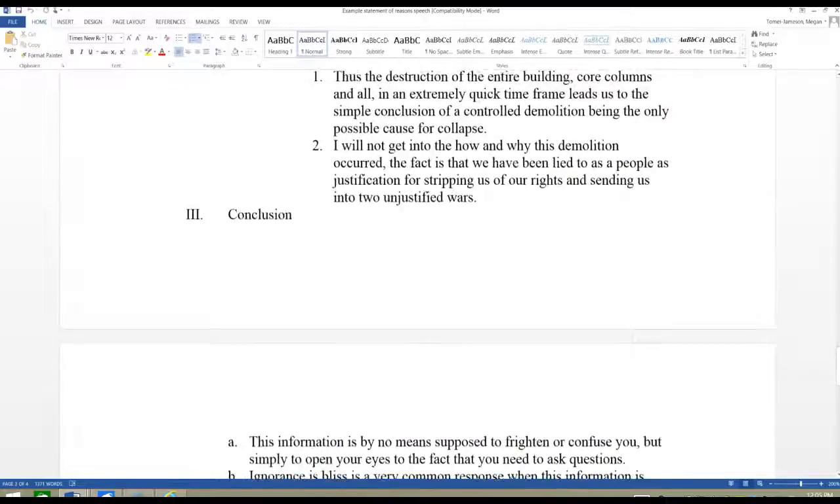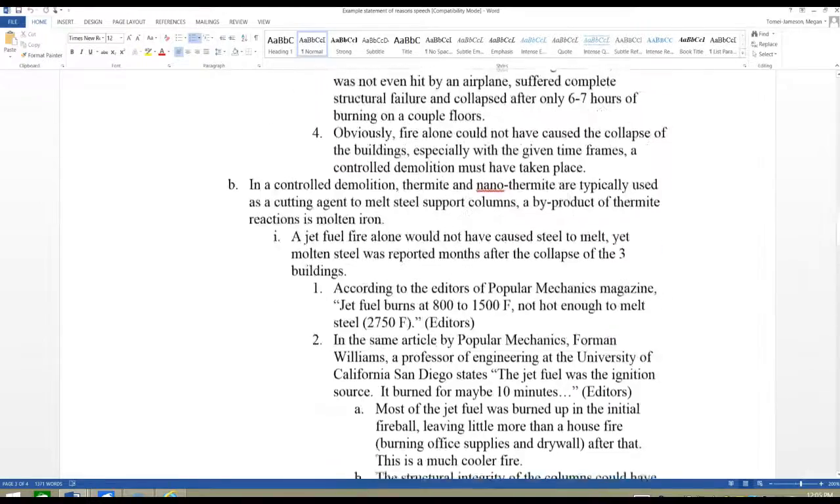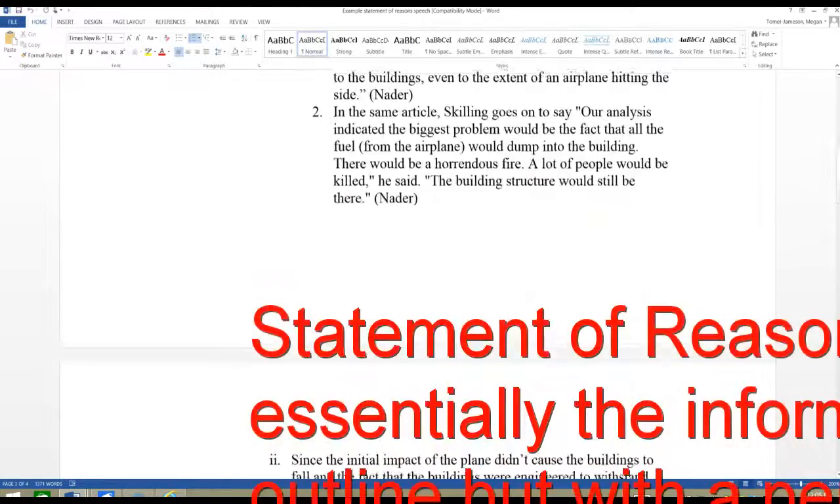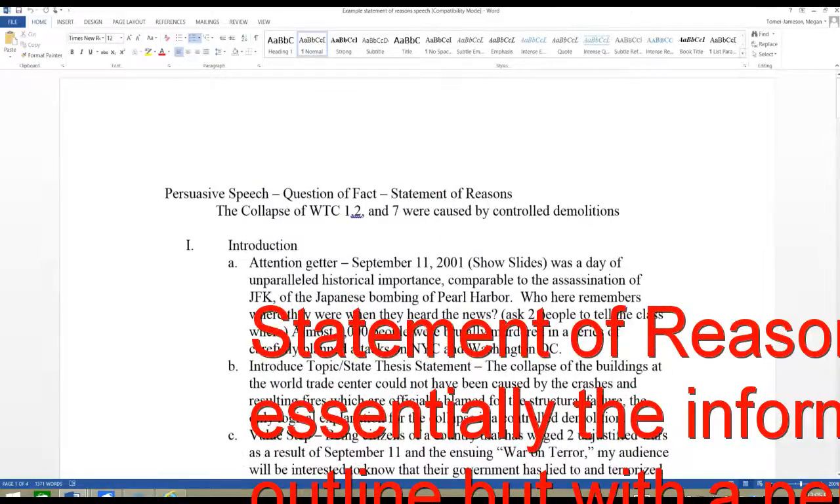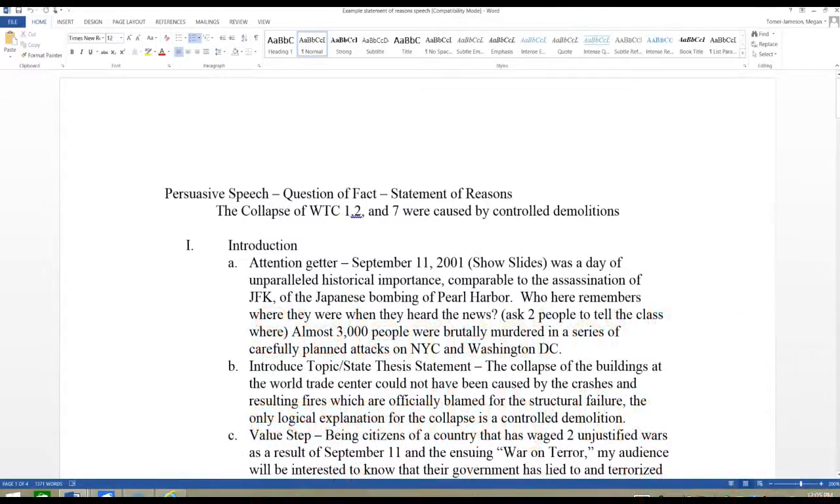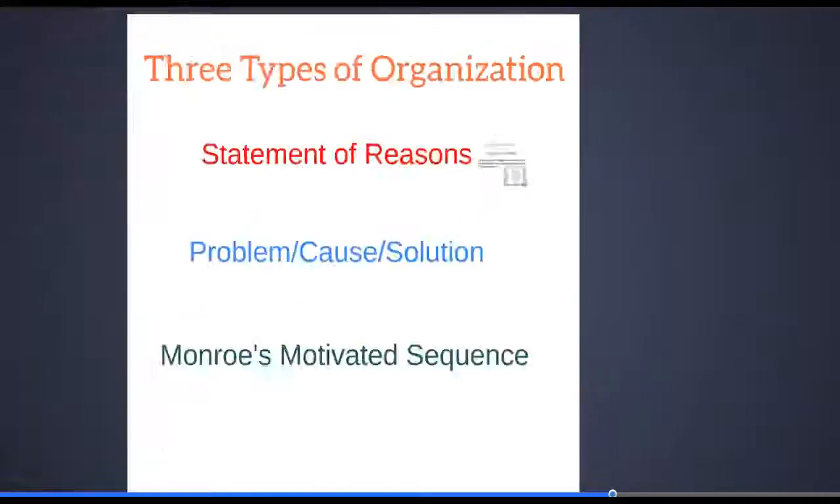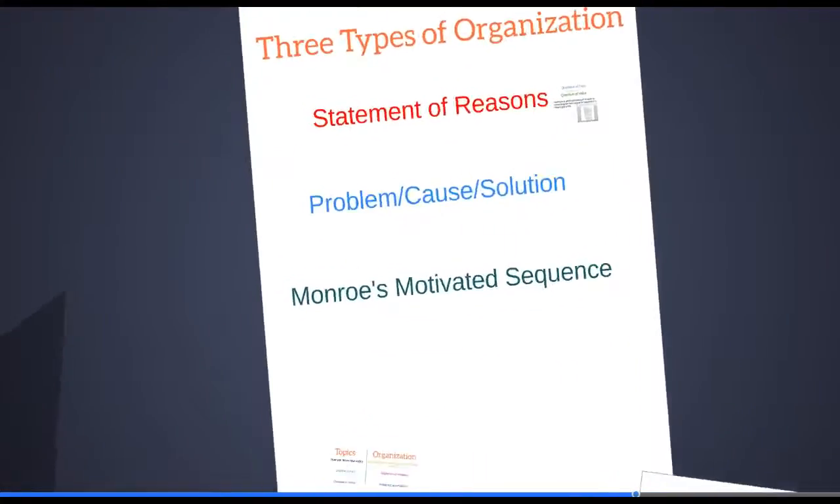And then the conclusion. So if you're thinking, hey, this looks a lot like the informative speech, it does. It's very, very similar. All you're really doing here is taking a persuasive focus. So statement of reasons is really not that much different. It's a breakdown of points, and then you need to prove the points themselves. The next one we'll talk about is problem, cause, solution.